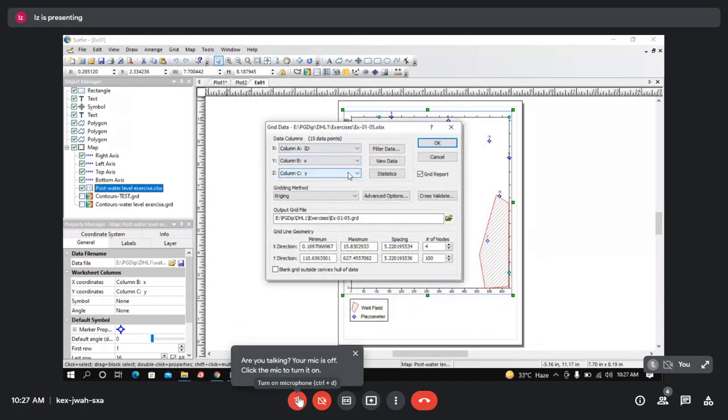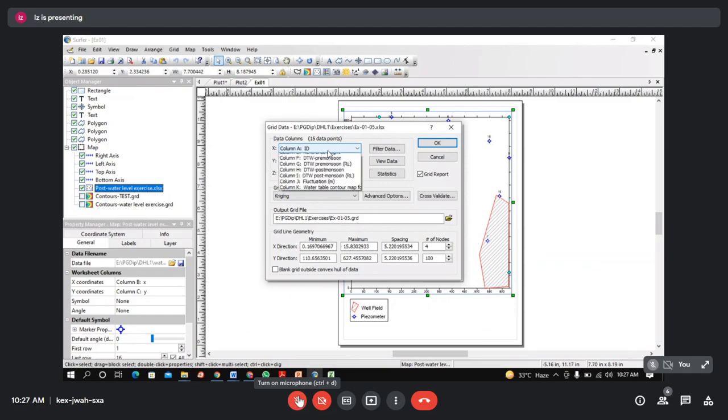Now you will, this goes to that file which you saved, right? And you know the location. Now it is asking for x, you need to give it x, y, you need to give it y, and column c is the attribute, the value you want to highlight or do contouring for. So what is that value?